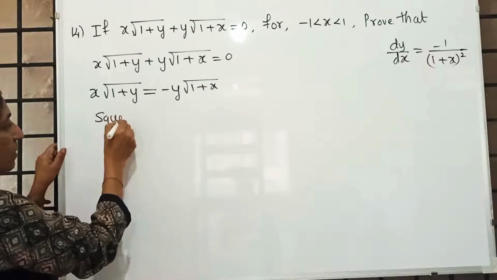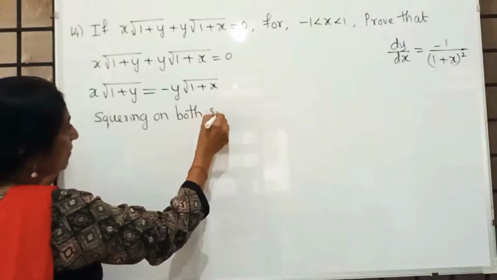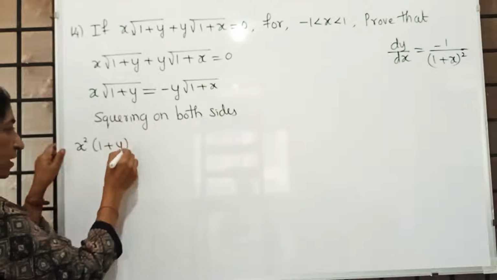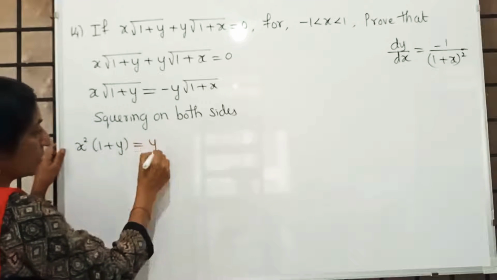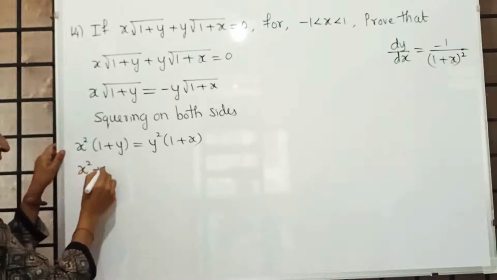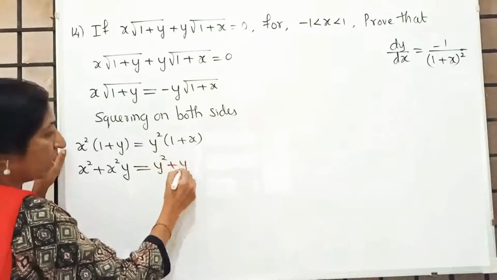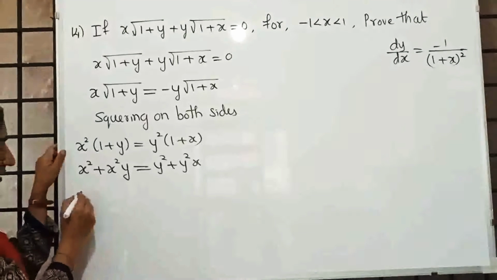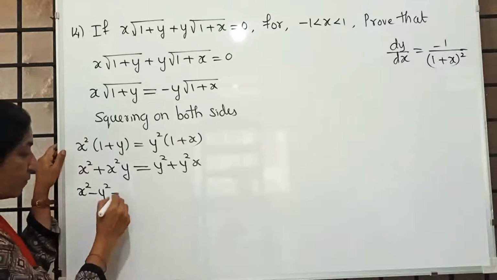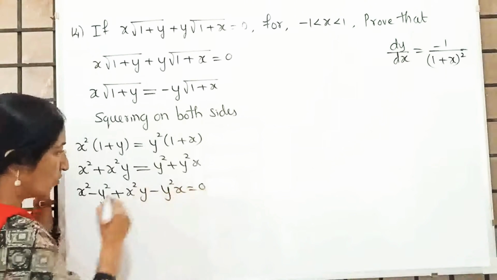Squaring on both the sides. So it is x square (1 plus y) is equal to y square (1 plus x). When you square, the minus changes to plus. Remove the bracket. x square plus x square y is equal to y square plus y square x. Then x square minus y square. I am writing all the terms on the left side. Plus x square y minus y square x is equal to 0.